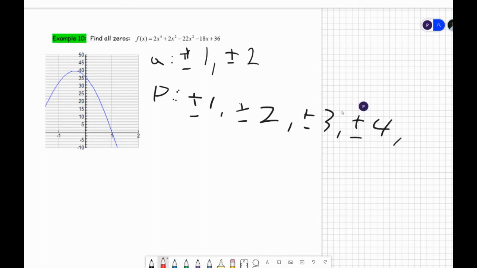Do you think that graph helps us? Yes. How so? The first zero is 1. Very good. And the second one is -2, I guess. Maybe. So go ahead and double check.